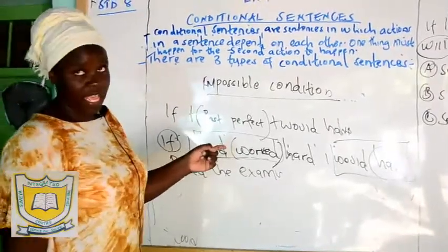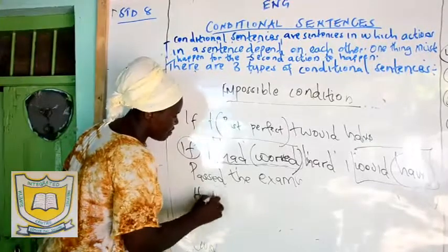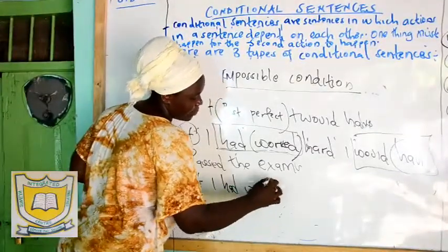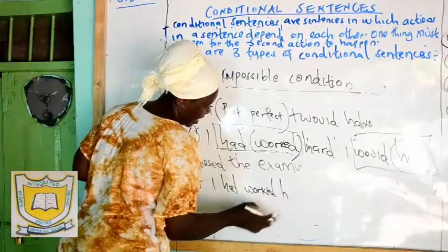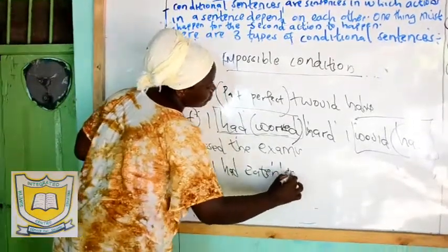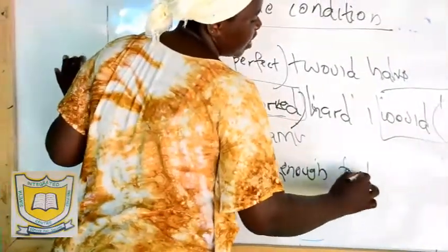Now, you come here in the questions. Sometimes they say, if I had worked hard, for example, if I had eaten enough food, if I had eaten enough food, dash.